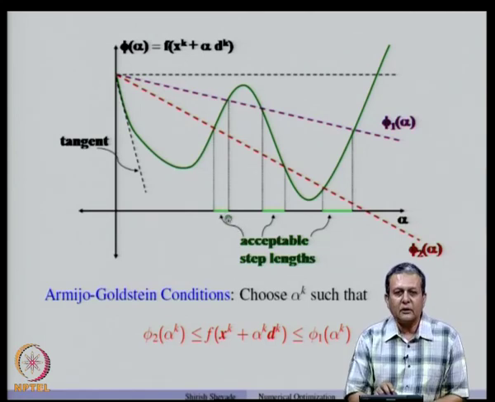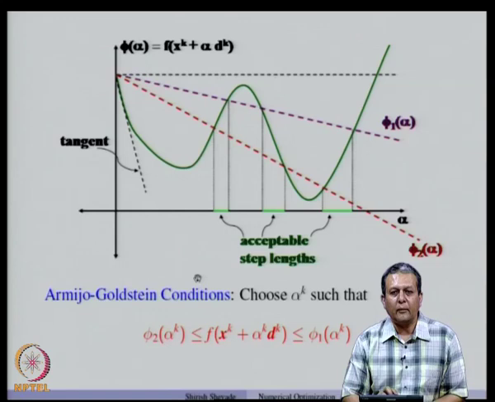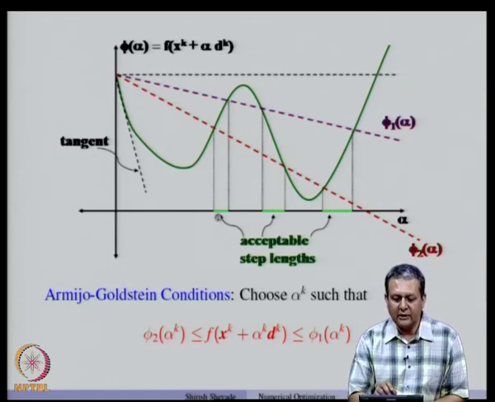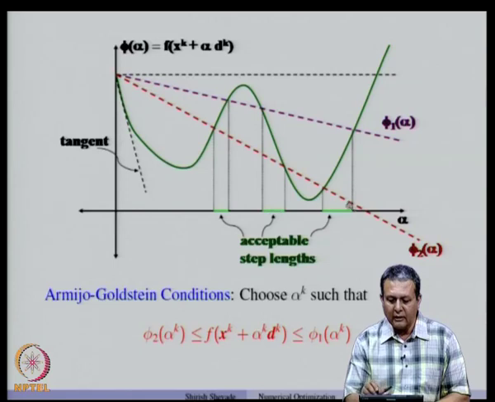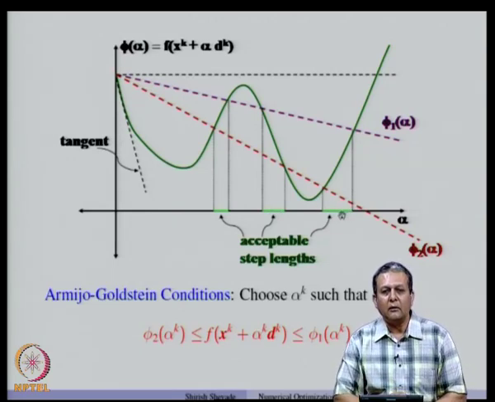Now, if we take the intersection of the acceptable step lengths for Armijo's condition and Goldstein's condition, you will see that we are interested in those intervals where the function lies below the phi 1 alpha line and above the phi 2 alpha line. So, this interval and this interval, these are the acceptable step lengths which satisfy Armijo-Goldstein's condition.